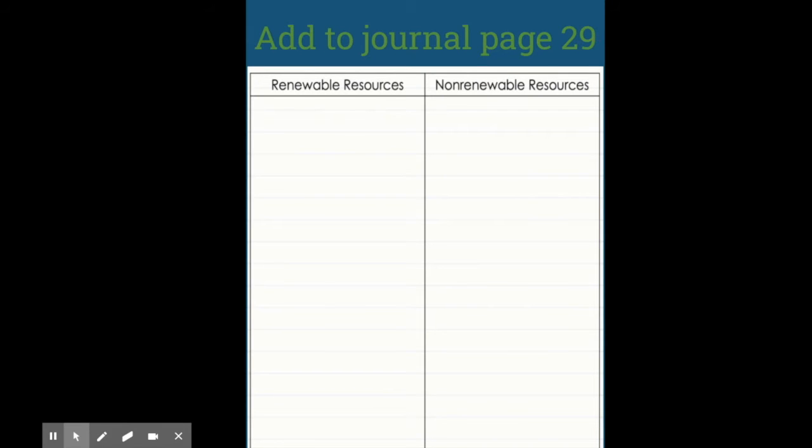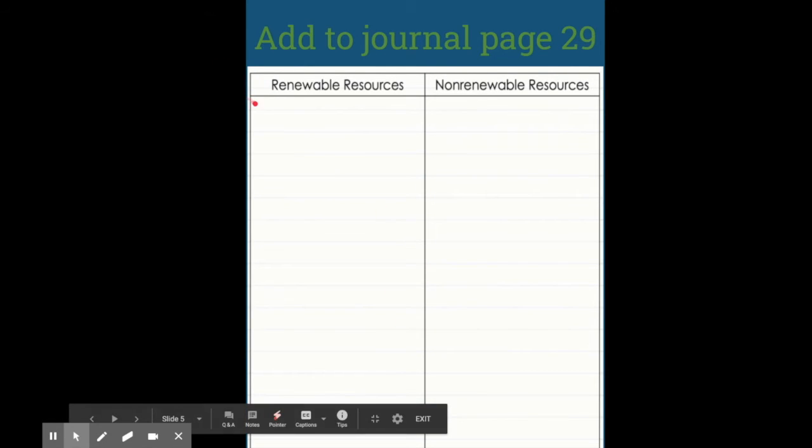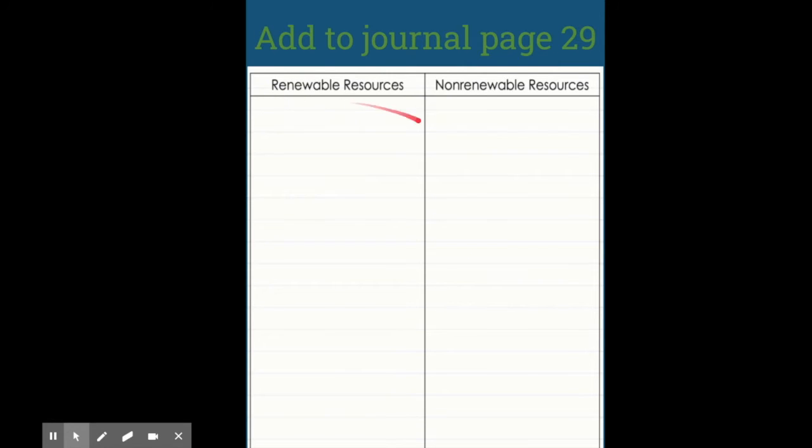Now let's turn our journal to page 29. On page 29, I want you to create a table that looks like this. Draw a straight line down the middle, and then a straight line going across, kind of to create a T shape. On one side, you're going to write renewable resources. On the other side, you're going to write non-renewable resources. I will give you guys a minute to add this table to your journal, page 29.